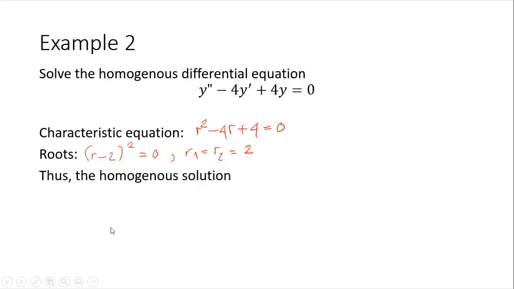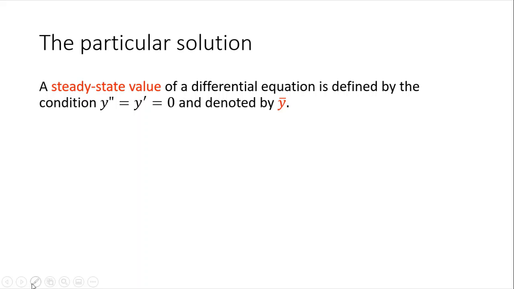Remember, if we have two roots which are exactly the same, then the solution will be c1 e to the power of 2t plus c2 t e to the power of 2t. It's supposed to be e to the power of 2t, but to differ from the first term, we have to multiply with t. Okay, so this is the second example. That's for the homogeneous solution.